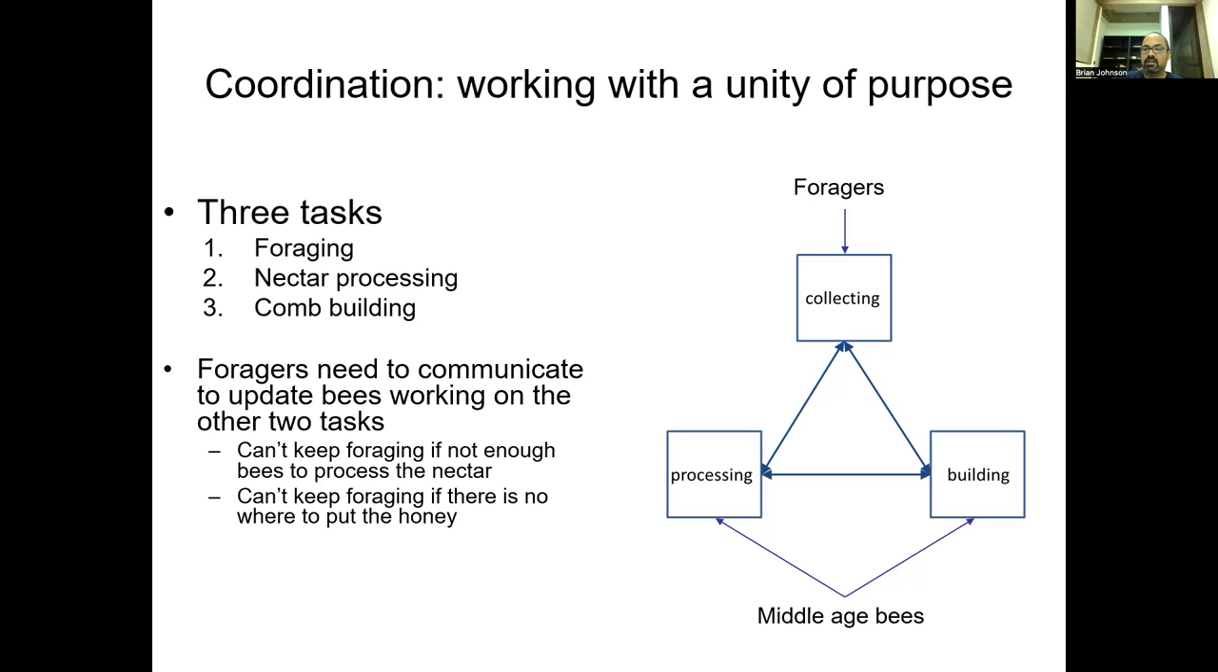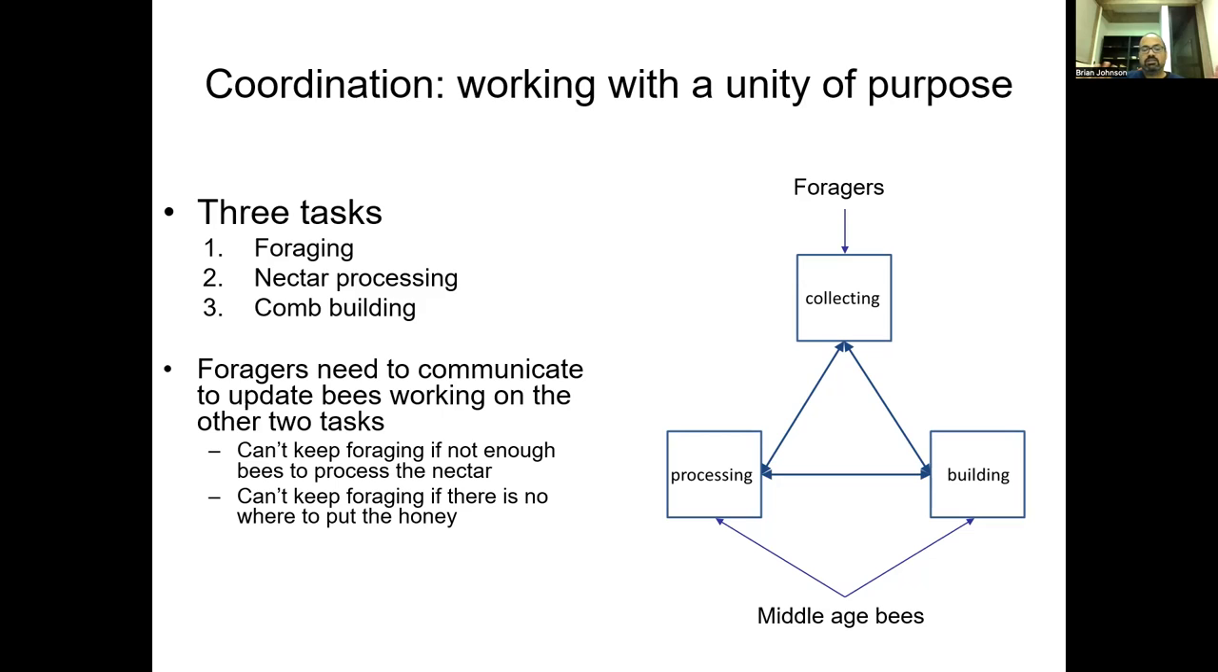If they run out of space and there's no more place for the food to go, then again, the foraging shuts down. So the middle-aged bees have to make sure that there are enough of them working on receiving that they can balance how many foragers are active right now. And they also have to make sure that they're ahead on making comb. And so they have to make sure they always have enough comb that's empty and ready to go for storage.